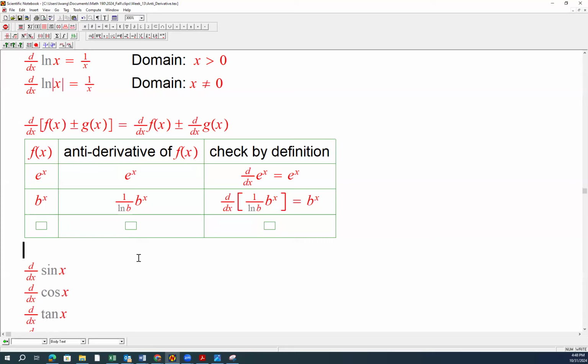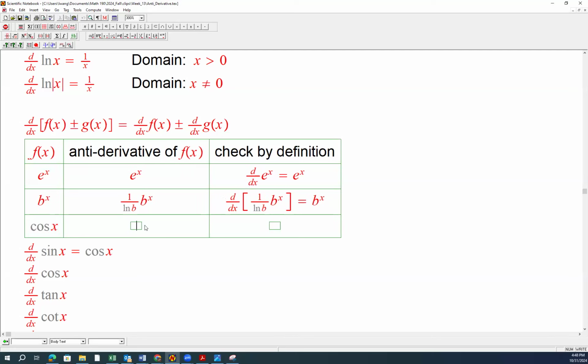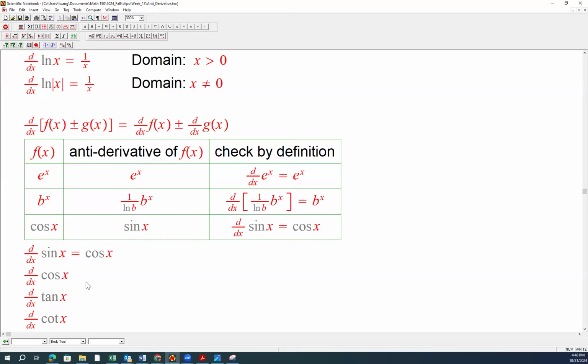And now it comes to the trig functions. The derivative of sine is cosine x, right? So sine x is the antiderivative of cosine x. So for cosine x, its antiderivative is sine x, and this is the reason. Now, continue. The derivative of cosine x is what? It is negative sine x.